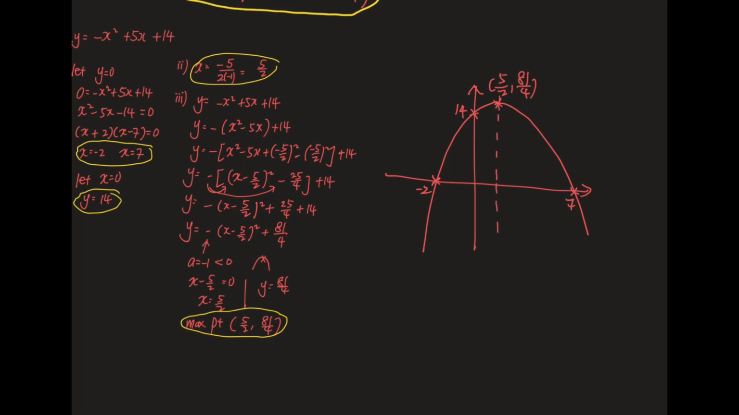Okay, then the axis of symmetry, which is 5 over 2. Then we label y, x, and 0.